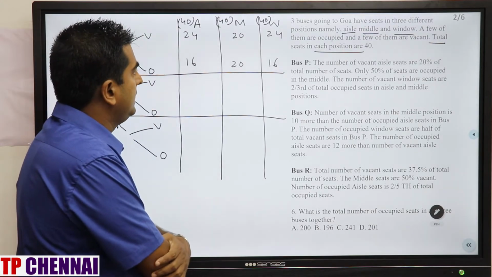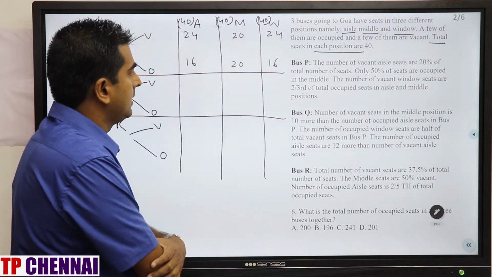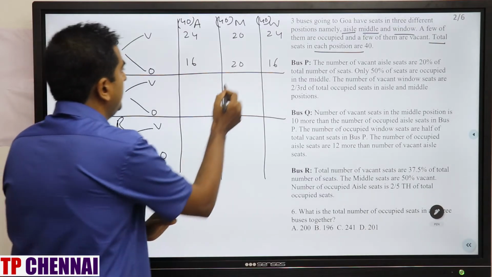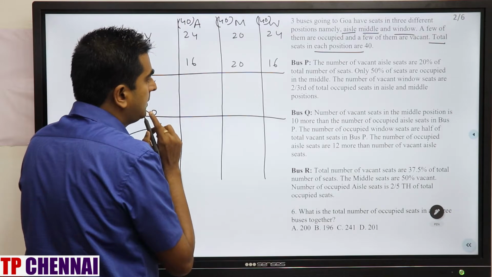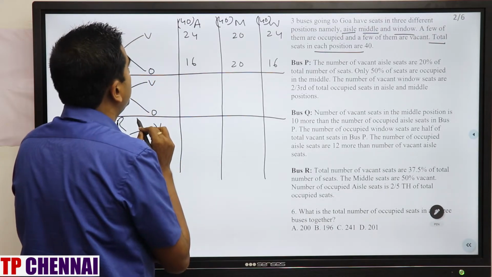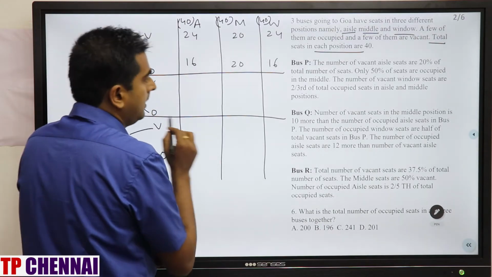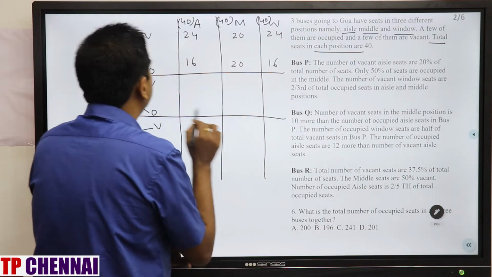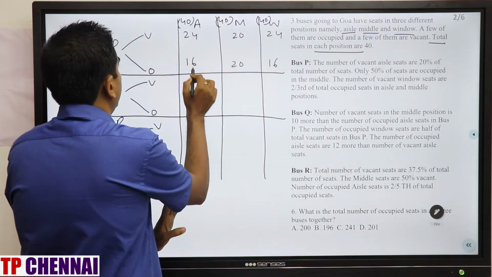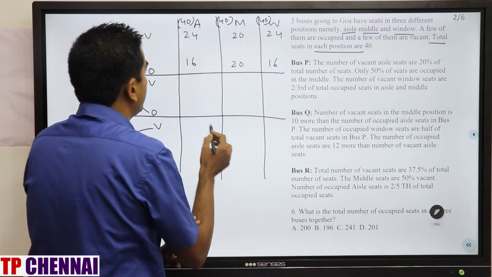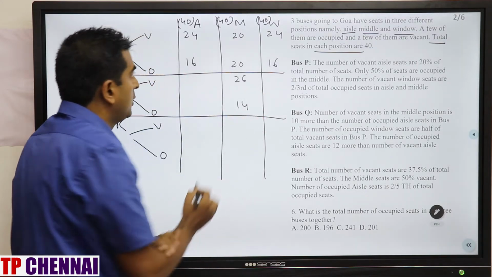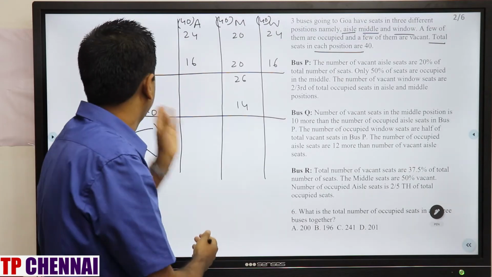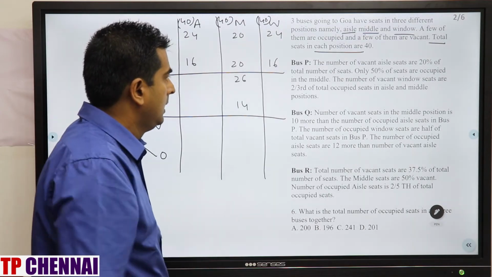The number of vacant seats in the middle position is 10 more than the number of occupied aisle seats in bus P. Occupied aisle seats in bus P is how much? 16. 10 more, so this is 26. This will be 40 because the total is always 40. I am talking about bus Q.